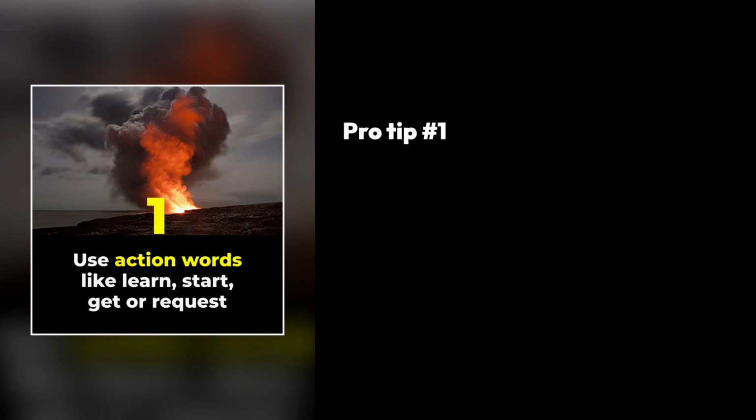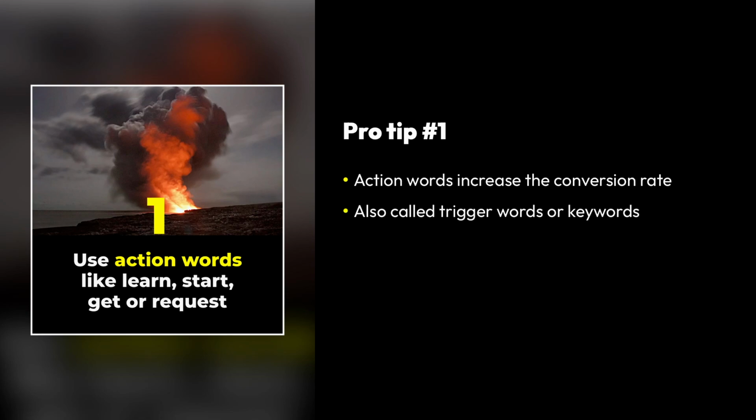Action words are simply there to motivate users to take a specific action. Simple as that. There are many statistics that prove that certain words can immediately increase the conversion rate of a button. That's why these words are often called trigger words or keywords. Examples of trigger words are learn, start, get, contact, read, request, demo, or free.